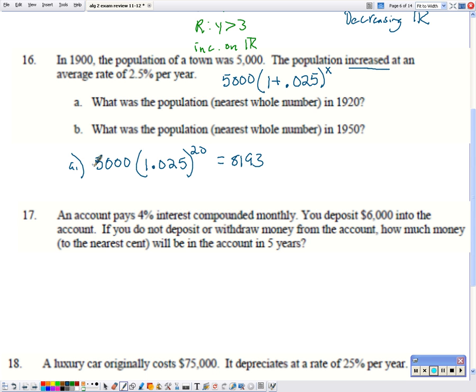Alright, now for B, I'm going to do the exact same thing, but now I'm going to have an x value of 50. So, letter B is just going to be, on my calculator, 5,000 times 1.025 raised to the 50th power. And again, I'm going to round to the nearest person. And when I type that in, I'm going to get about 17,185 people.